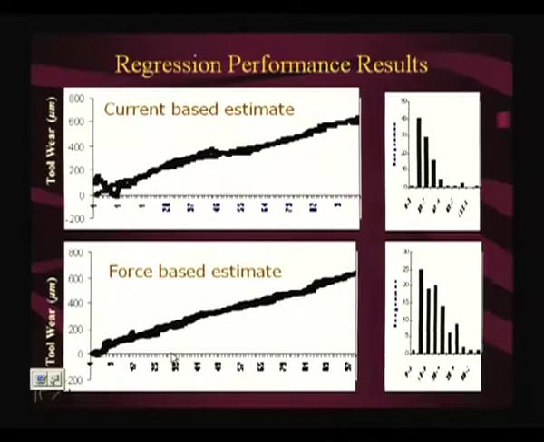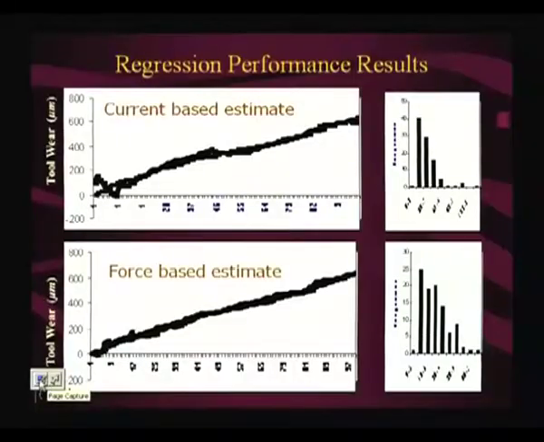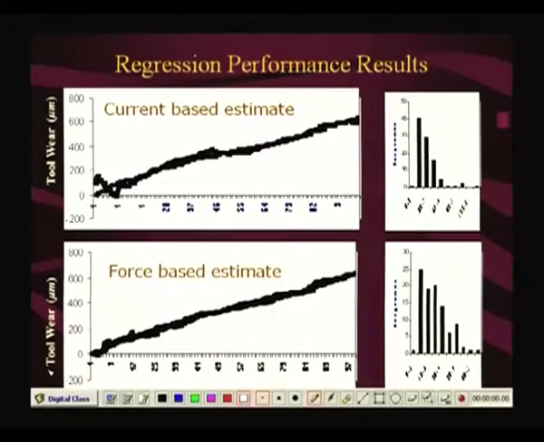Having obtained our results for artificial neural networks, we had also tried estimating the wear based on regressions. The first thing that we would like to show is that using regression, this is a current based estimate. So we use currents and we got this graph. You can see that it can estimate the actual tool wear fairly well.